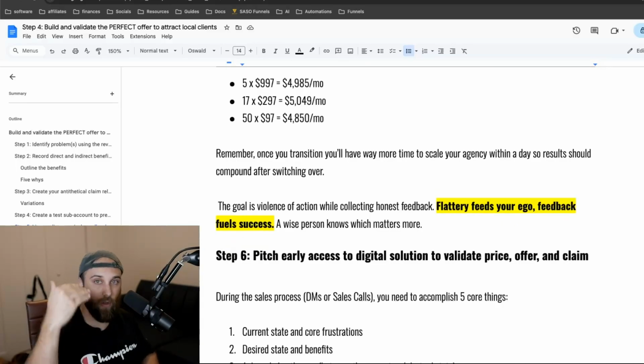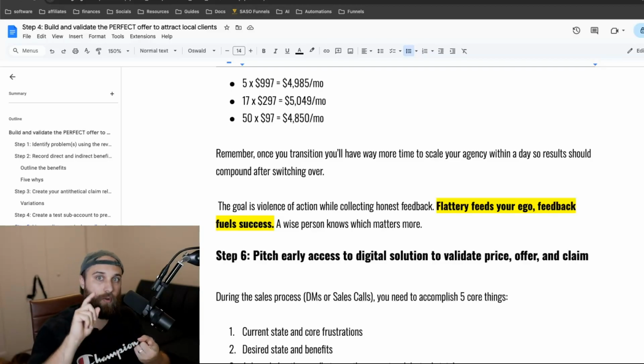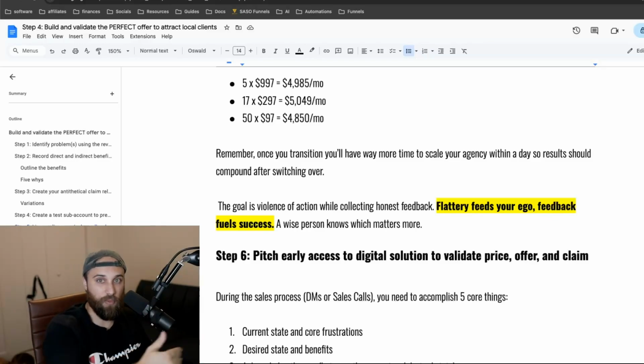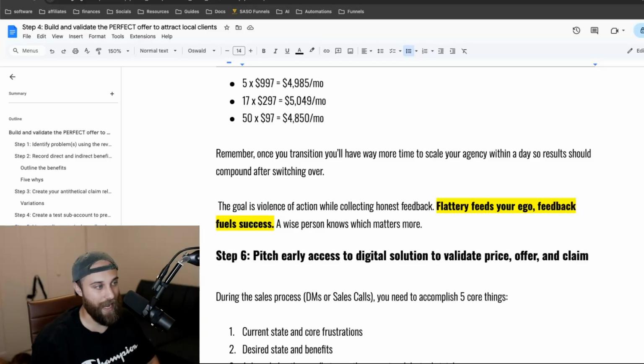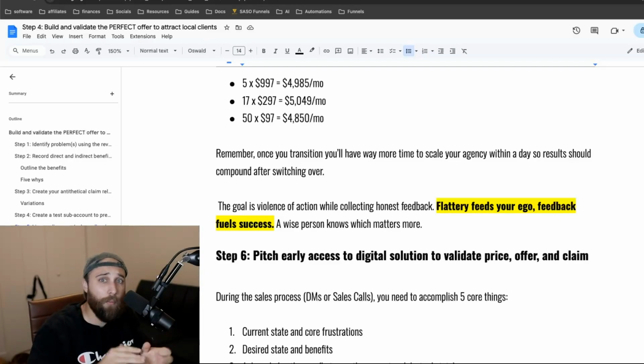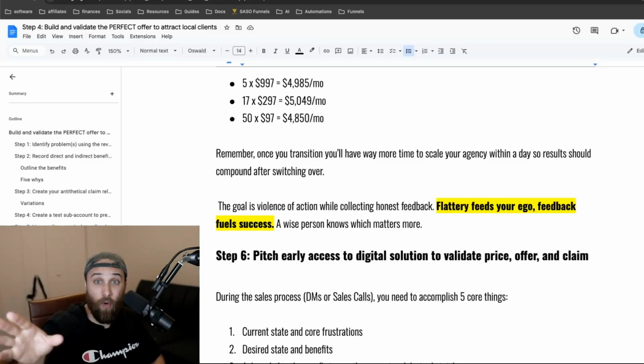So when you're going through this, let me back up. When you're putting your offer together, when you're creating your claims, when you're creating your sub account and your mockup, you're going to be testing this with people. You're going to be asking people how they feel about it. You're going to be asking people what they think. If you just want to protect your feelings and you want people to say, oh, this is so nice, good job, you put in the effort, I don't want it.